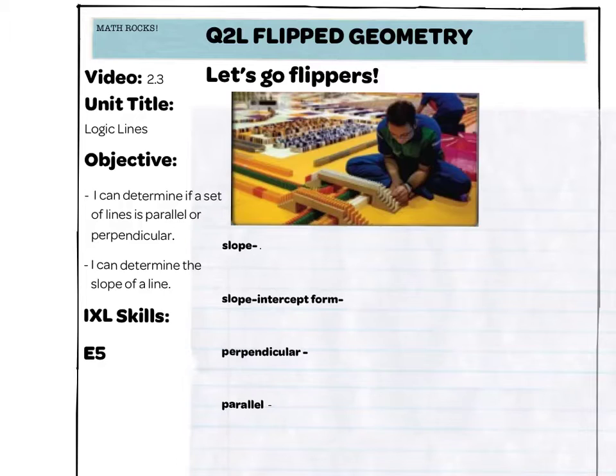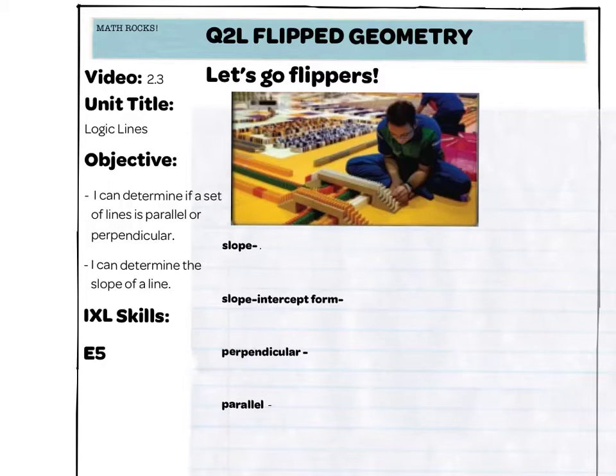So our video is 2.3. Our unit title is Logic Lines again, so we're on Unit 2. Our objective for today is I can determine if a set of lines is parallel or perpendicular. And our second objective is I can determine the slope of a line. So you should have both of those by the end of today.